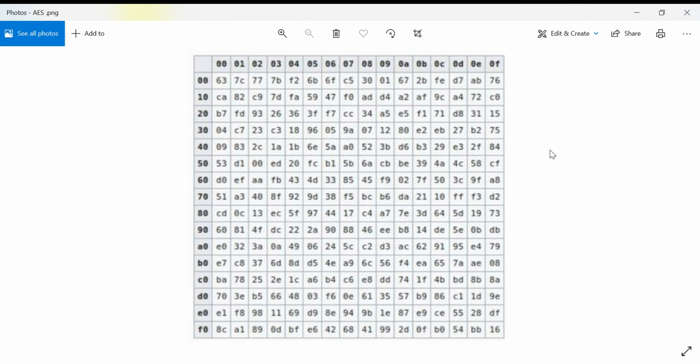So first it will take the data, and then it adds the key, and it will take what it got out of that operation and substitute the values using this table. Then it'll permute the data multiple times to make it as incomprehensible as possible. And if you were to try to decrypt it, you basically just go backwards through the steps.